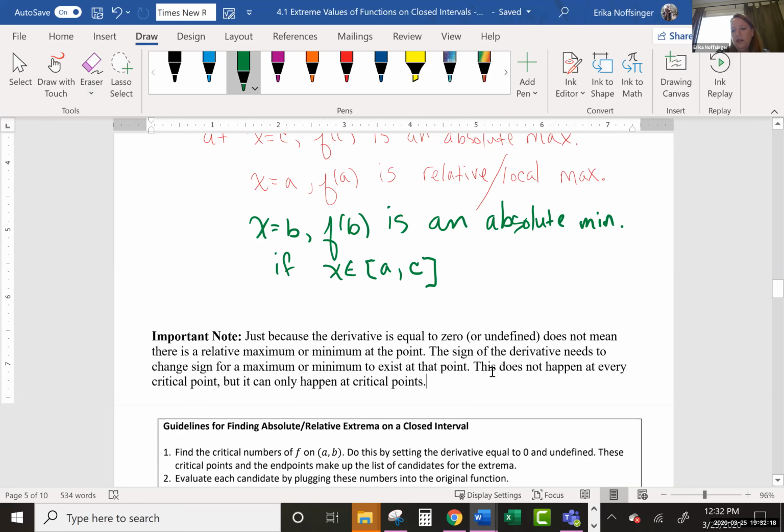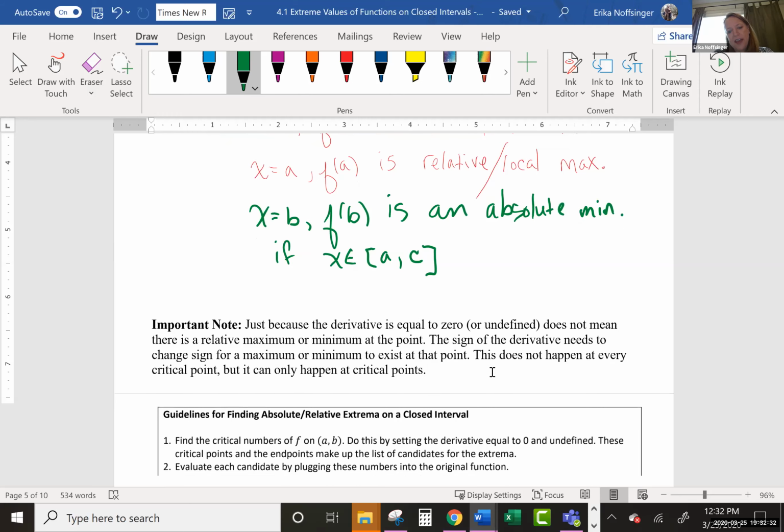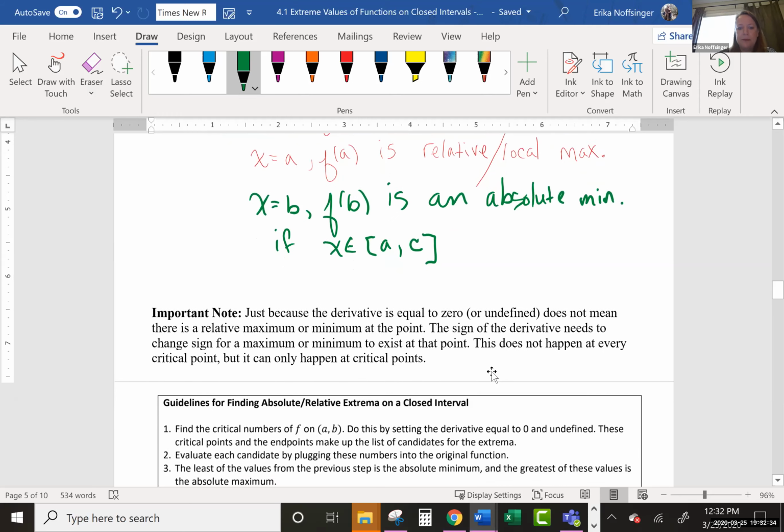Okay. So if it's going to have a maximum or minimum, that's telling me that the derivative either has to equal 0 or has to be undefined. But if the derivative is equal to 0 or undefined, that doesn't actually mean it's a max or a min.